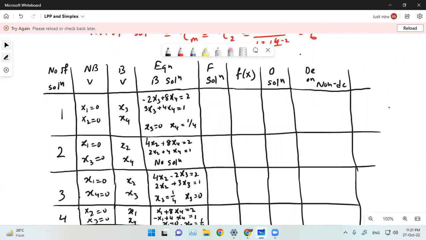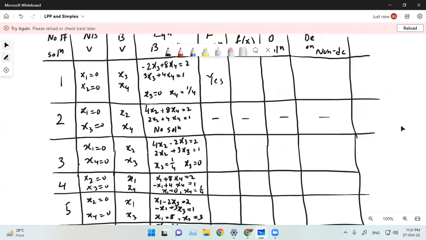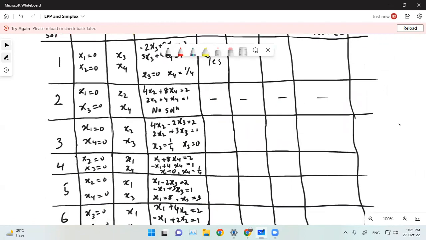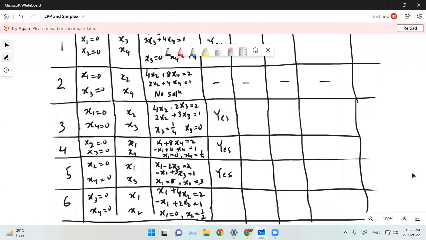Now, the first case, is it feasible? Even though we have a 0, yes, it is a feasible case. And the second one, there is no solution, so we will not do anything about that one. The third one also, there is no negative, so all of them are feasible. This one is also feasible. And this one, both of them are greater than 0, so all of them are actually feasible solutions.